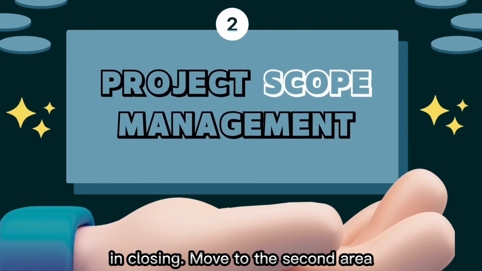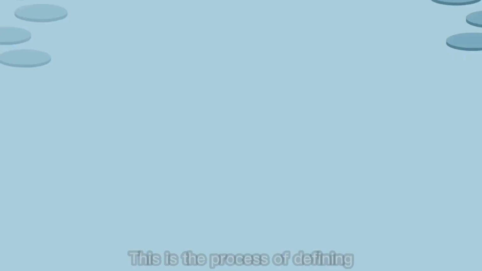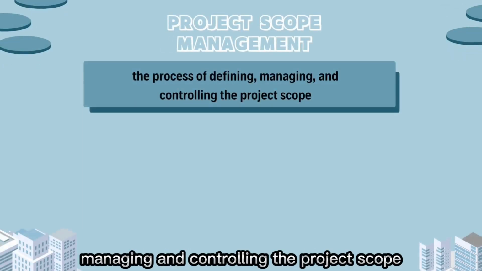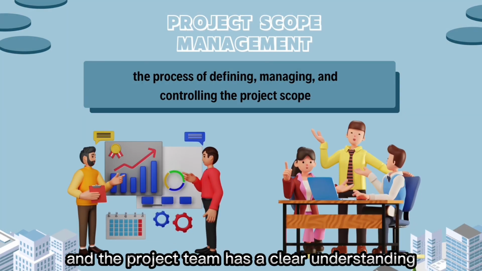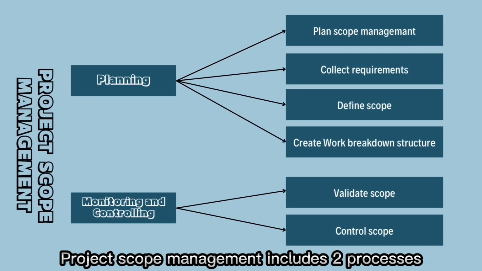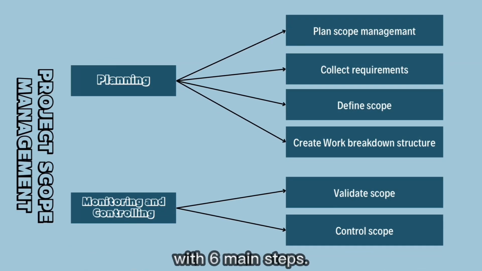Move to the second area, that is Project Scope Management. This is the process of defining, managing, and controlling the project scope, to ensure that the project stays on track and the project team has a clear understanding of what is required to do. Project scope management includes 2 processes, which are planning and monitoring and controlling, with 6 main steps.